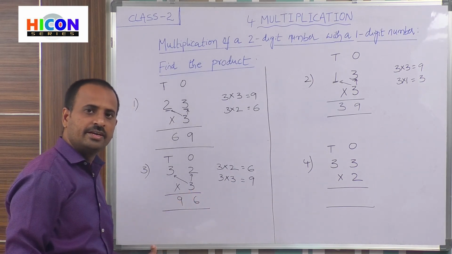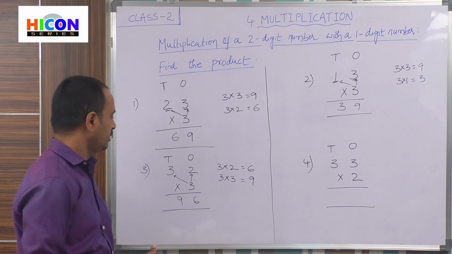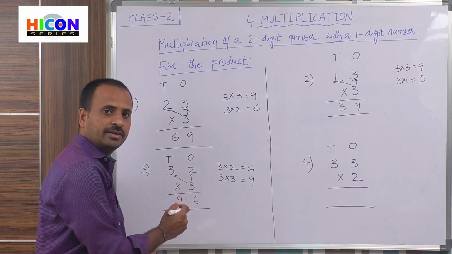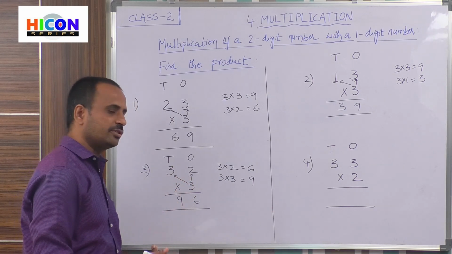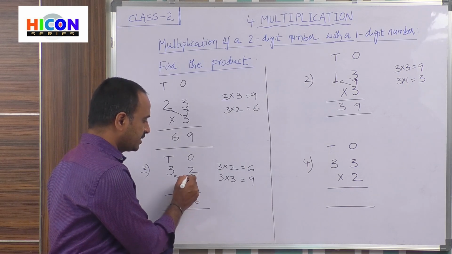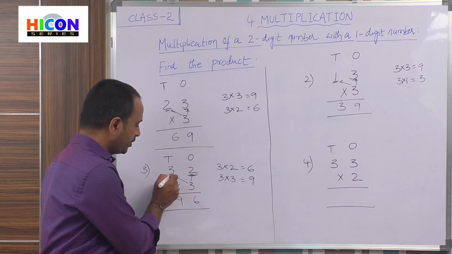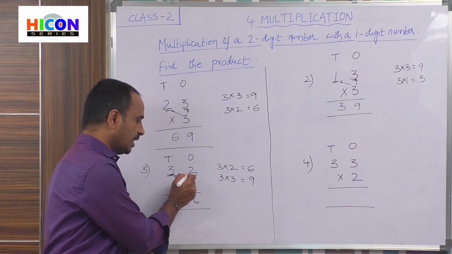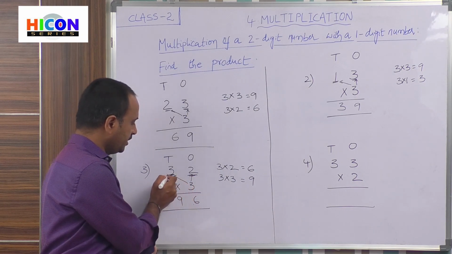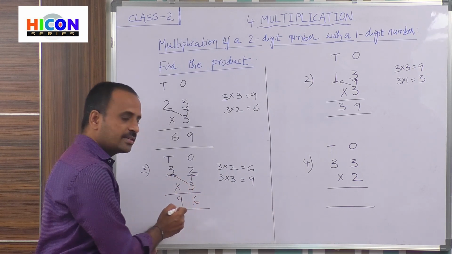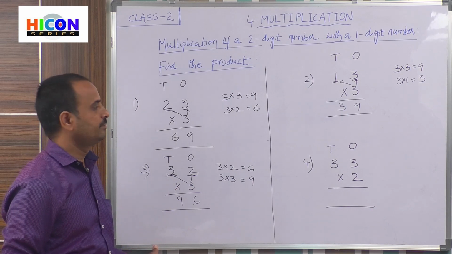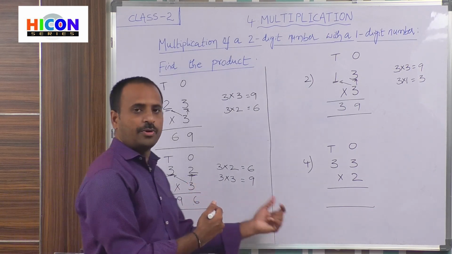So in this way, we can do this multiplication of a 2-digit number with a 1-digit number. First multiply with the ones place and next multiply with the tens place. So 3 twos are 6, 3 threes are 9. The answer is 96. Now see another problem here.